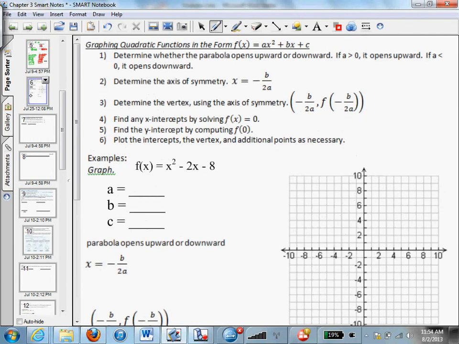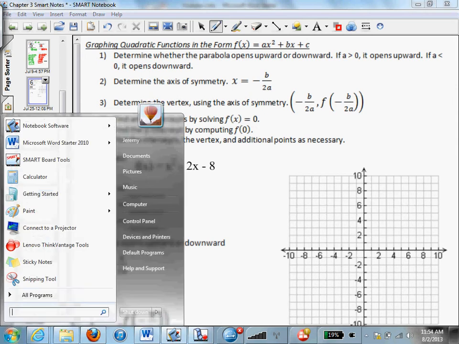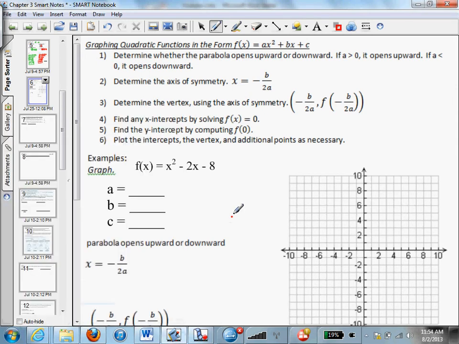With our next example, for this function, we need to graph it. So let's first identify what a, b, and c are. There's the coefficient of 1 in for that x squared, so 1 in for a, negative 2 in for b, and negative 8 in for c.